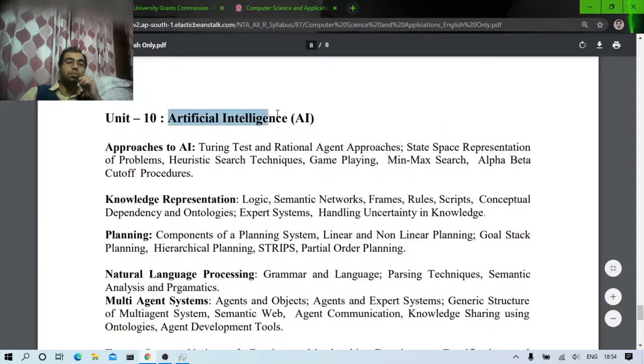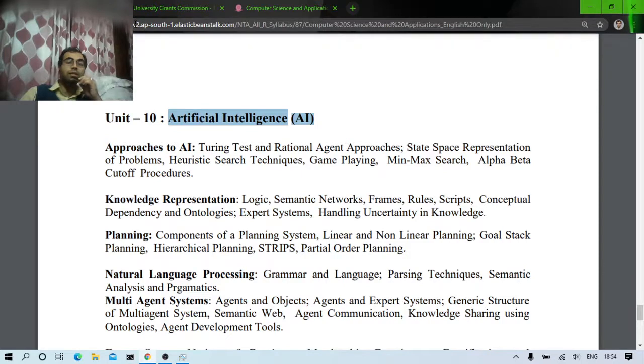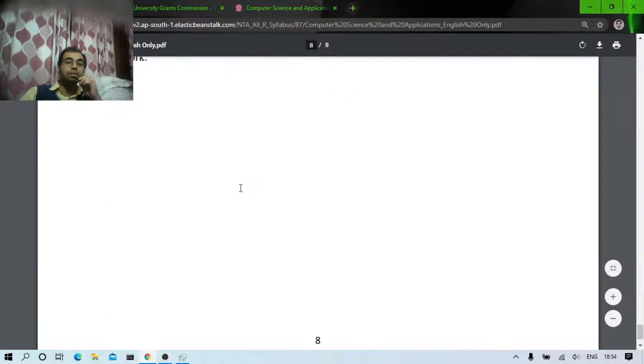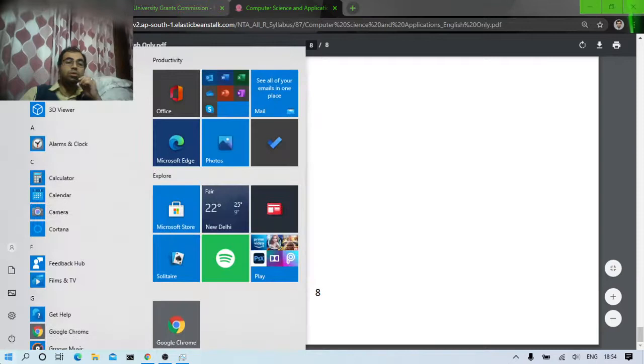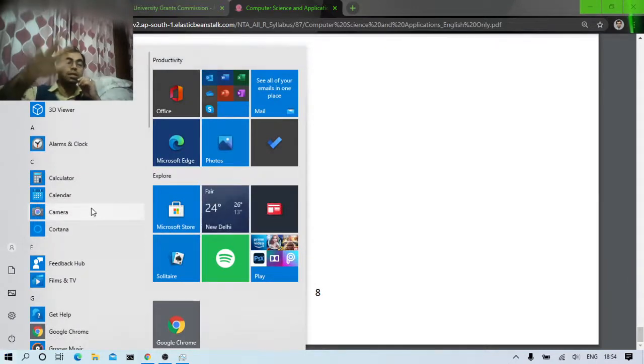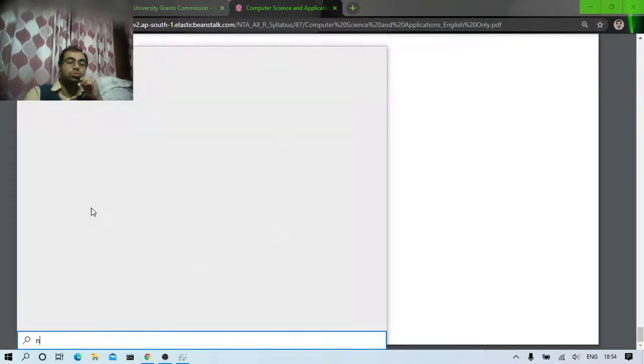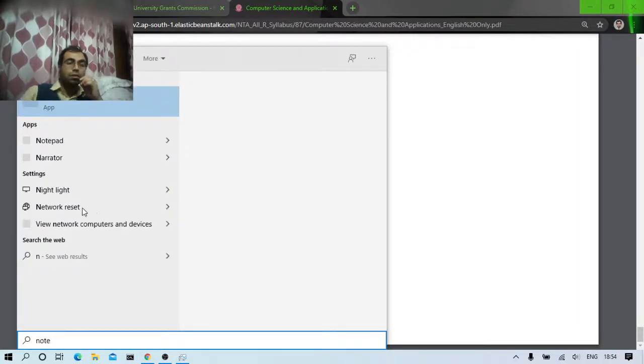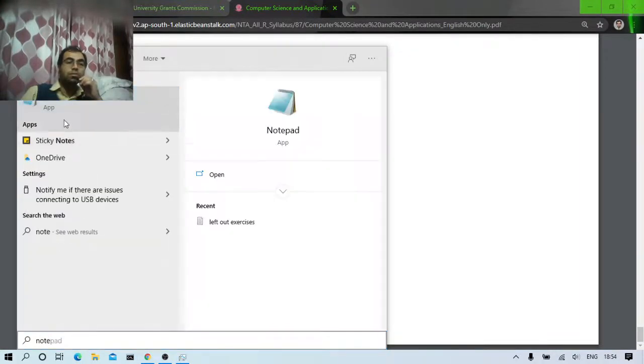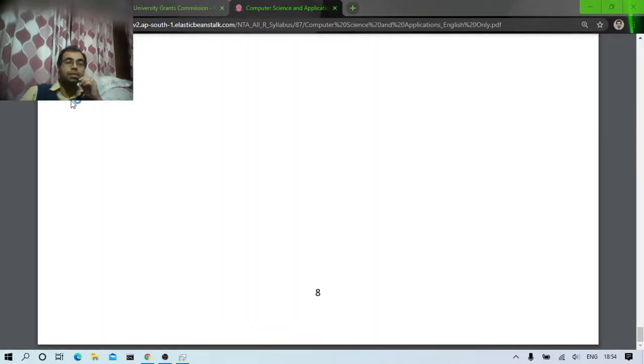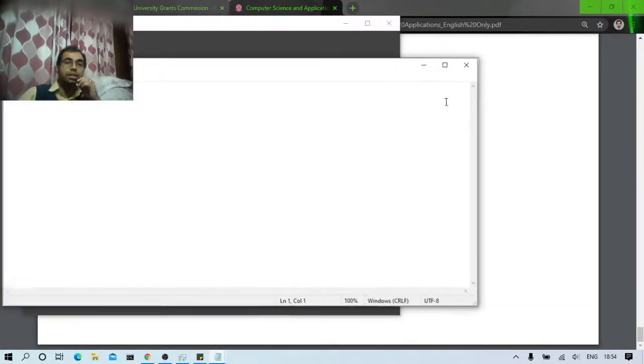Artificial intelligence will not be asked in the GATE exam. So I am comparing the UGC and GATE exam syllabus for computer science. So if you want to crack both the exams with a similar kind of syllabus, these are the topics you should focus on. I'll tell you the common topics which you should study for both GATE and UGC NET exams if you want to crack both.